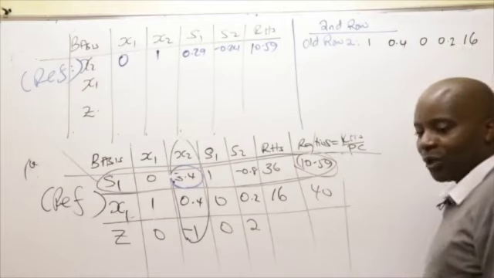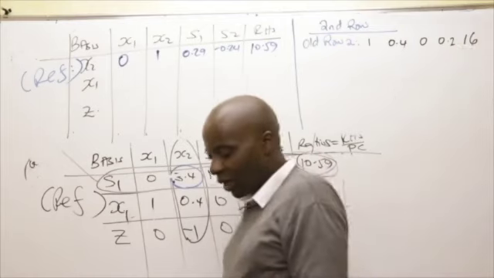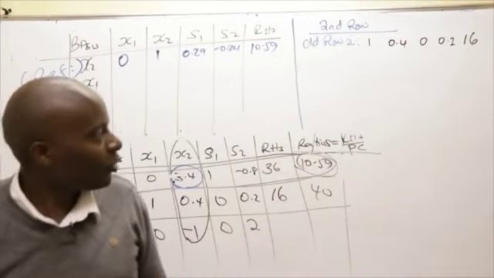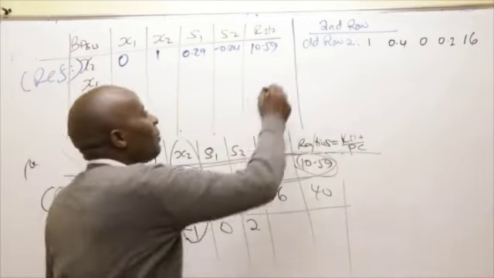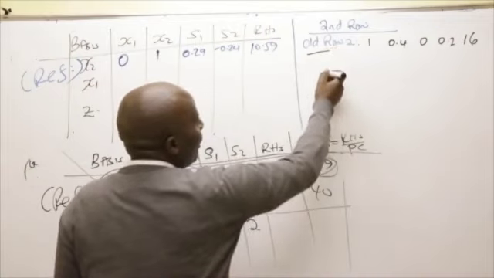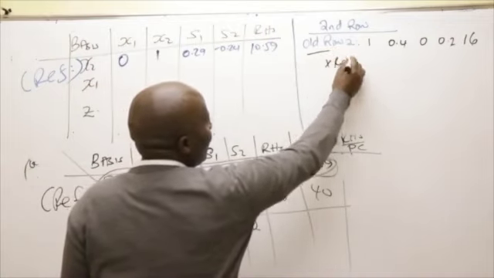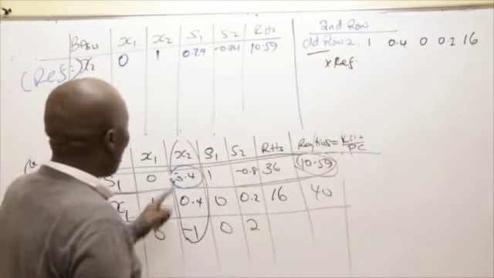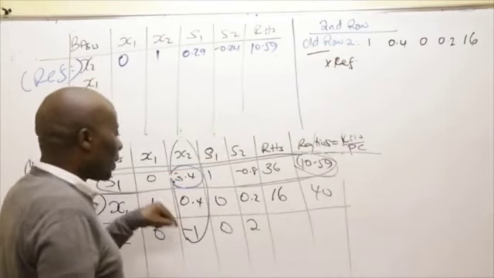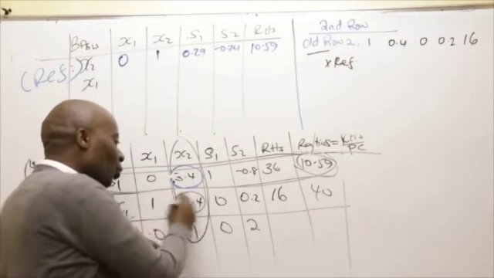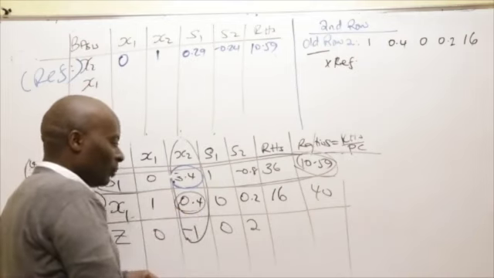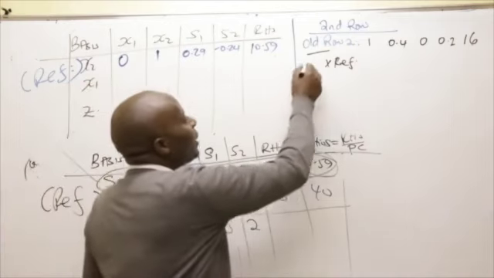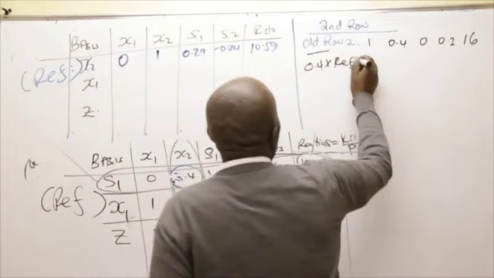Leave alone the ratios. Thank you very much. Now from there, I'll come and say minus something here times the reference. So this something that you're talking about, ladies and gentlemen, is which one here? When I come to row 2, it is the one in the pivot column, the one that we want to drive down to 0. So it is 0.4. So I'll say 0.4 times the reference.